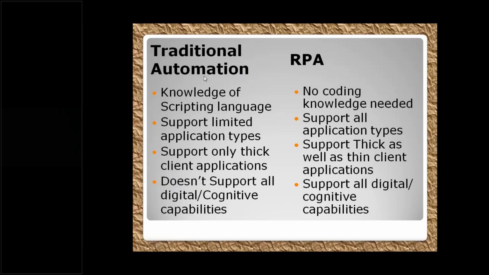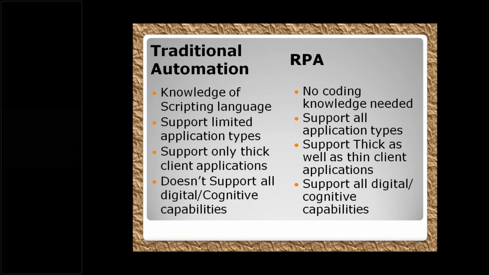So if you see the difference between traditional automation and RPA, in RPA you don't need any coding language because it's a flow-based automation. You have to drag and drop and create a flow. Then it supports all application types, so anything which you do by using keyboard and mouse can be done by RPA. Thick and thin client applications, so even if the applications are not present on your machine, if you are accessing your application by using any VMware or Citrix or any remote desktop application, RPA can automate those applications as well.